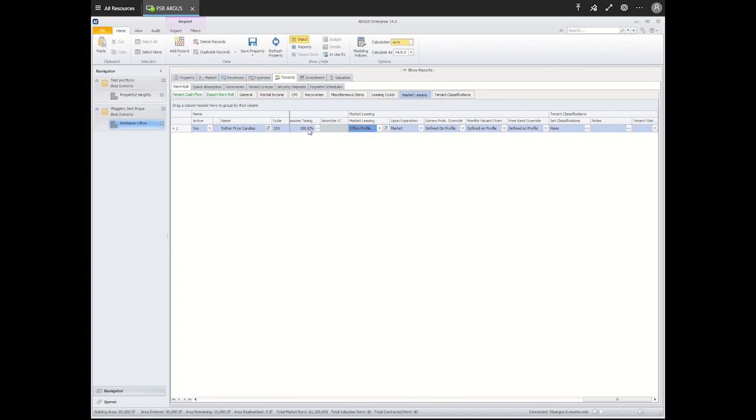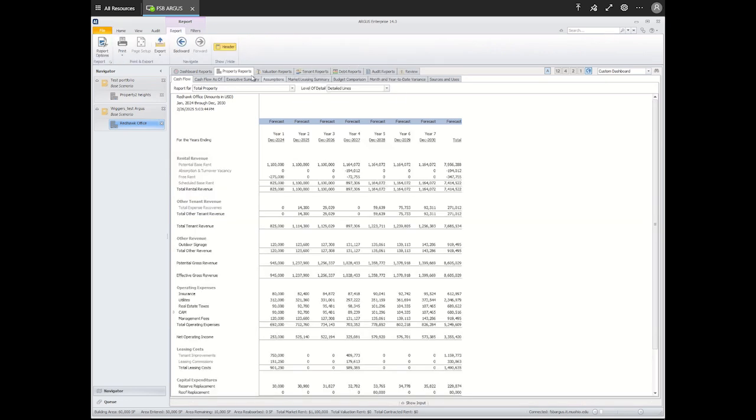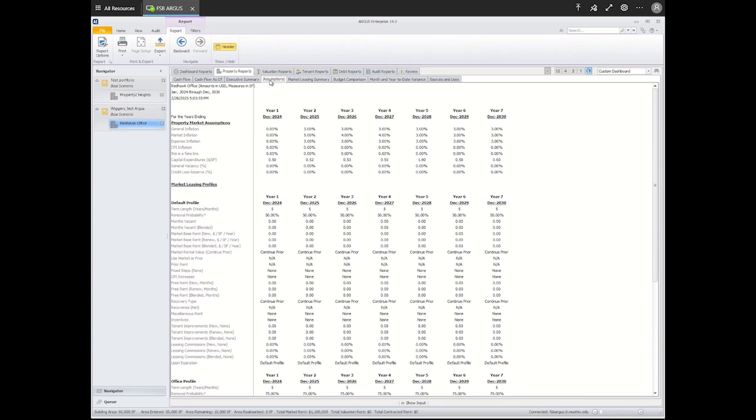So again, we want to go back to reports. I hit reports here, I get rid of the inputs, and under property reports, we've got that already selected. I'm going to take a look at the assumptions sub-tab right here. And you can start to see, based upon the years and all these different variables, what exactly Argus is modeling.